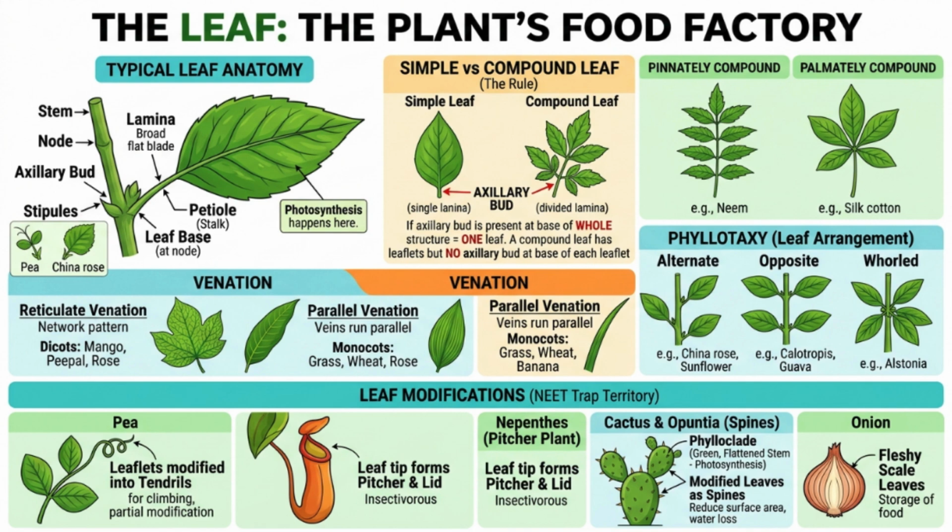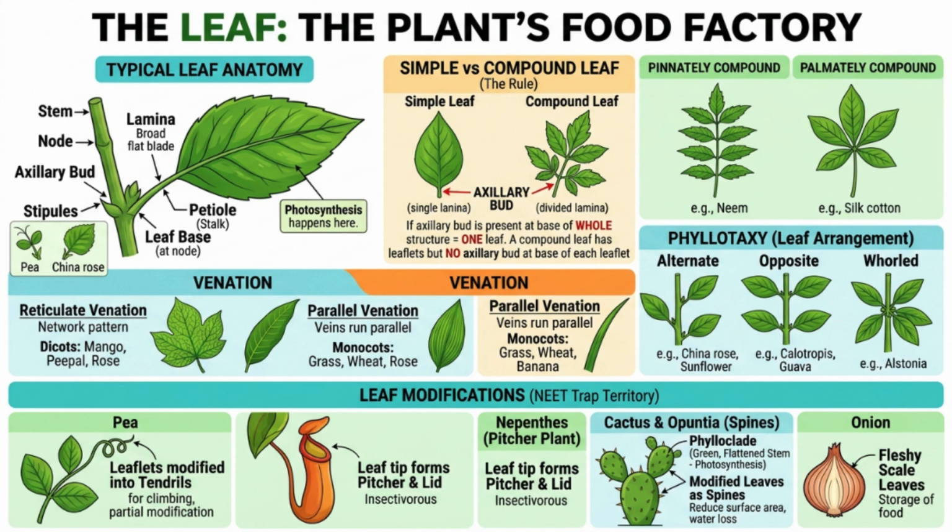A typical leaf has three parts: the leaf base, which attaches to the stem, the petiole, which is the stalk, and the lamina, which is the broad, flat blade where photosynthesis happens. Some leaves have stipules, small leaf-like structures at the leaf base, like in pea and China rose.